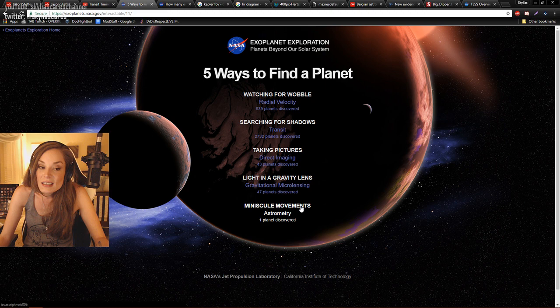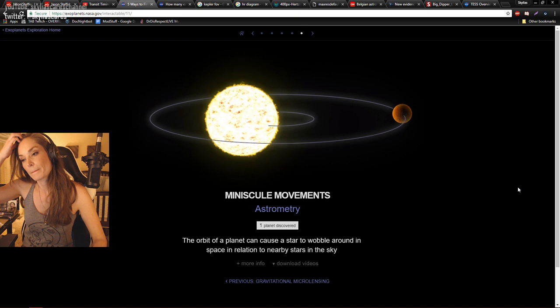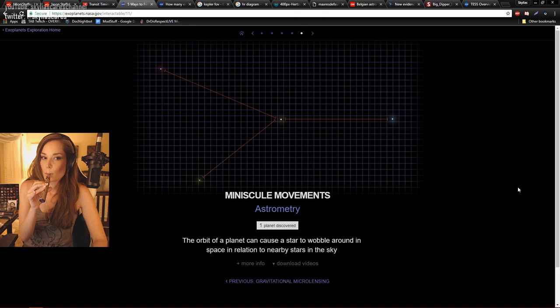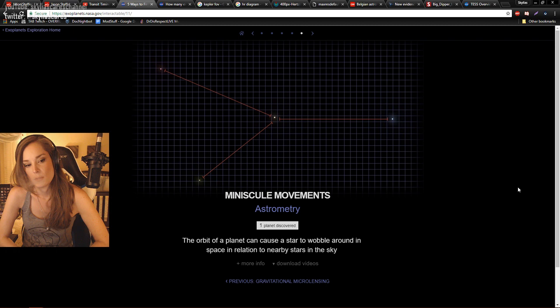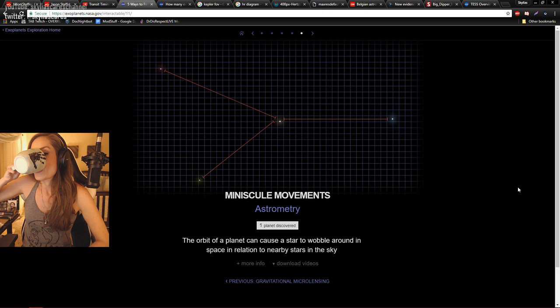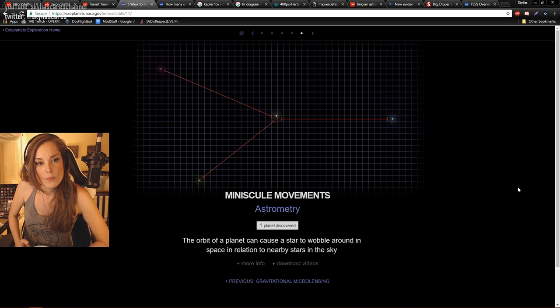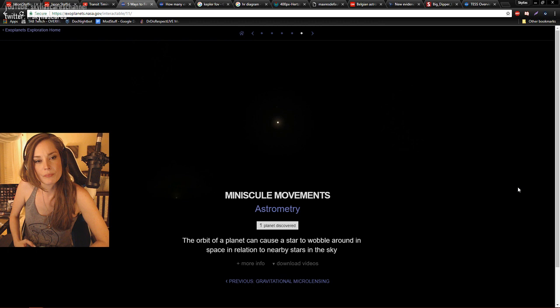Astrometry. Astrometry as a science or as a discipline is measuring the positions of stars. To detect planets using astrometry, you have a field of stars, and you look for a star to change its position over time, because planets and stars orbit each other around their common center of mass, basically where they would balance if they were on a teeter-totter or a seesaw, depending upon where you live in the country.